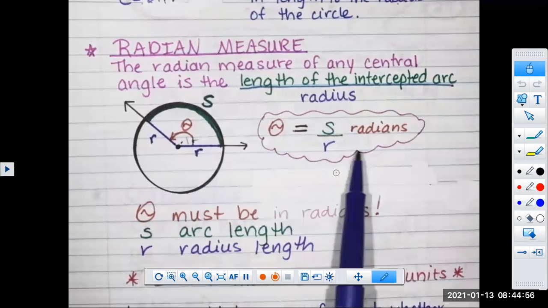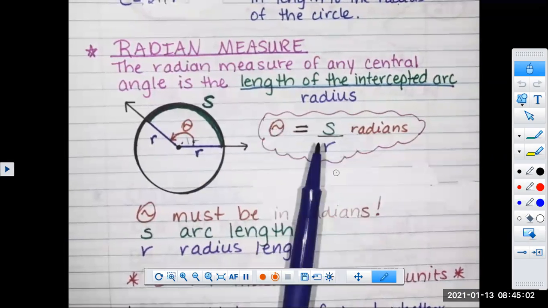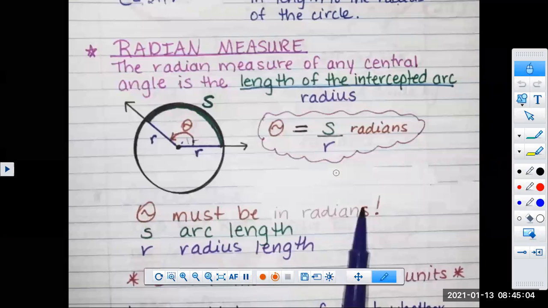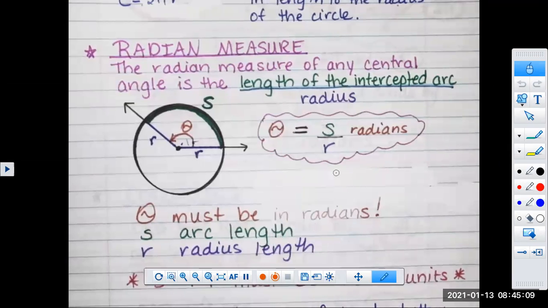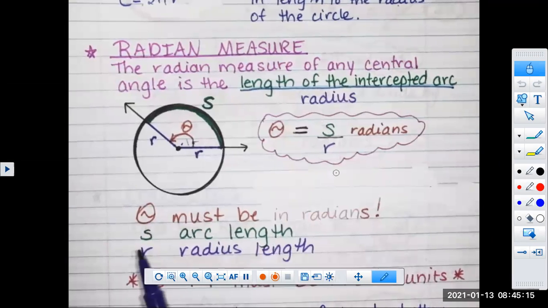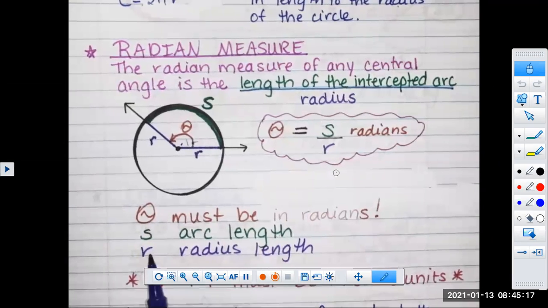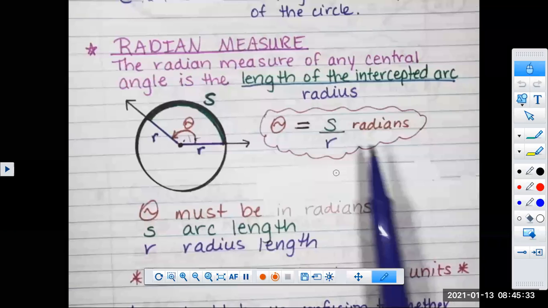You're going to use this formula in section 4.1 a lot. In this formula, theta is always in radians. So if they give you theta in degrees, you're going to have to convert to radians if you're going to use this formula or a version of it. s is arc length, r is your radius. So to get an angle measure, divide the arc length that it intercepts by the radius length of the circle.